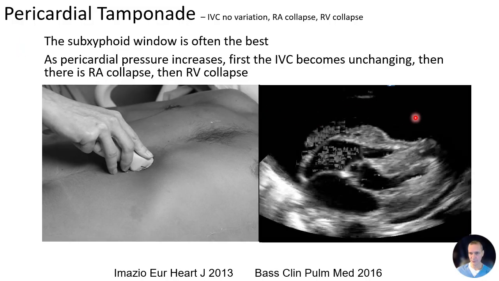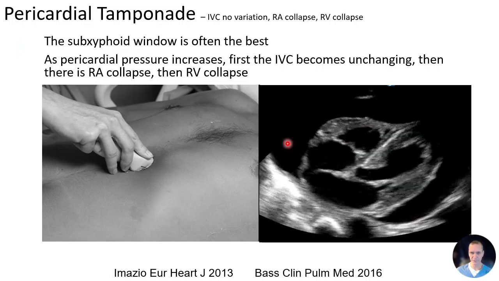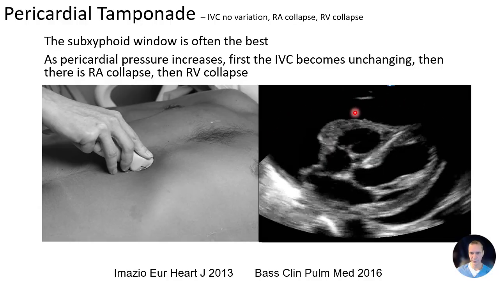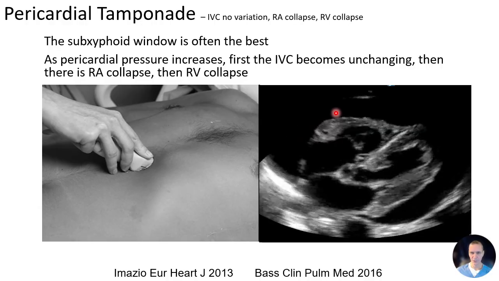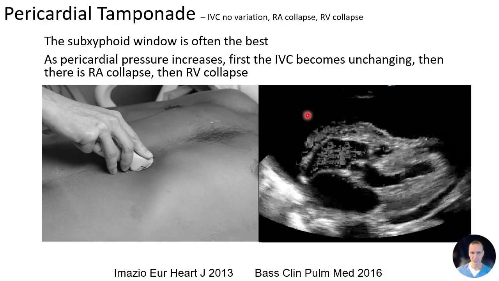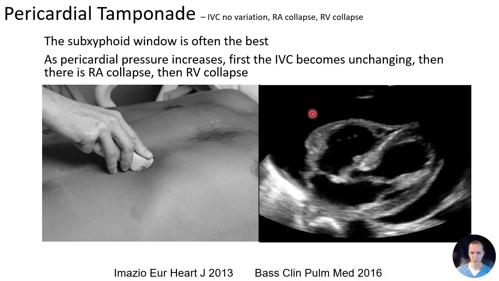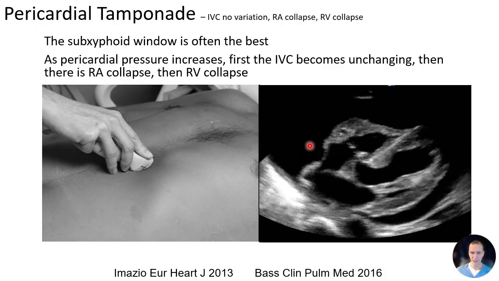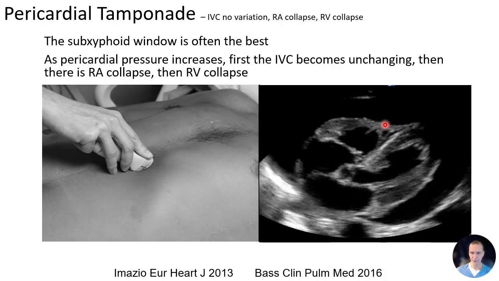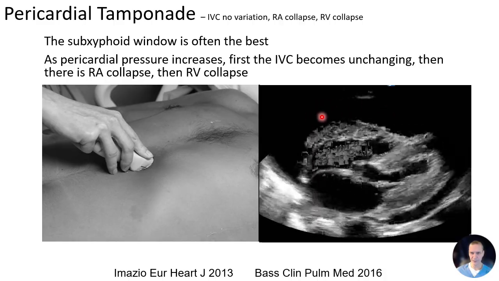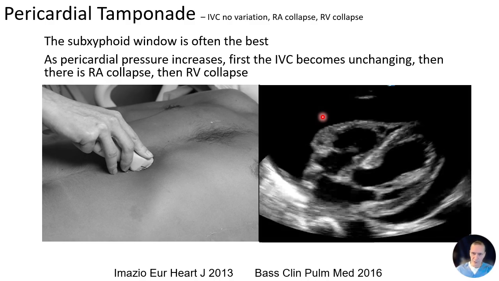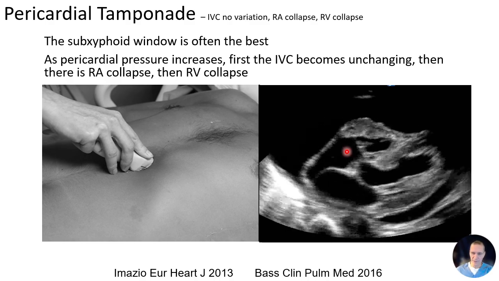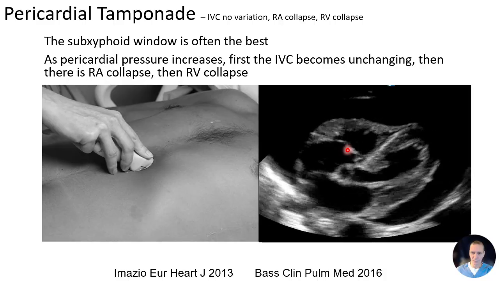So as the pericardial pressure increases, so you have all this fluid here, the pressure is increasing as either the effusion gets worse or the hemopericardium worsens. Your IVC will become plump. You'll have RA collapsing and RV collapsing. So the pressures out here are overcoming the pressures within the right side chambers of the heart.